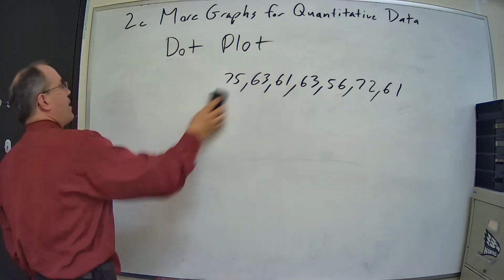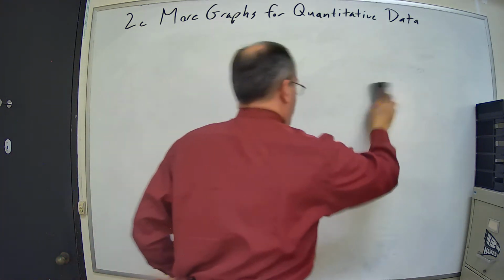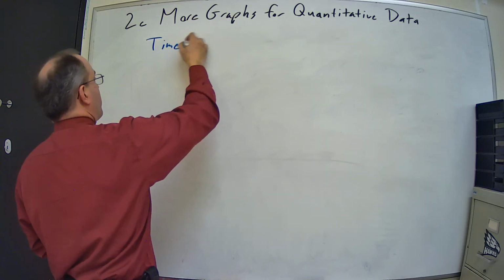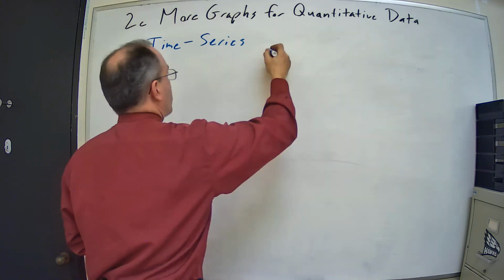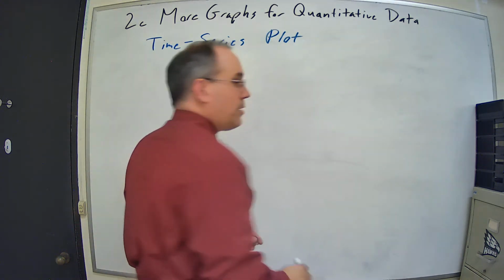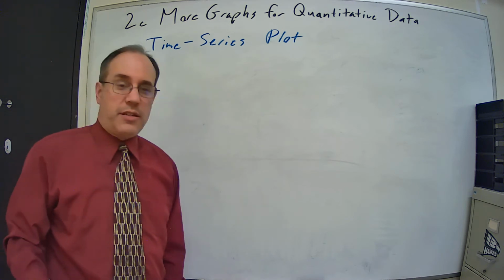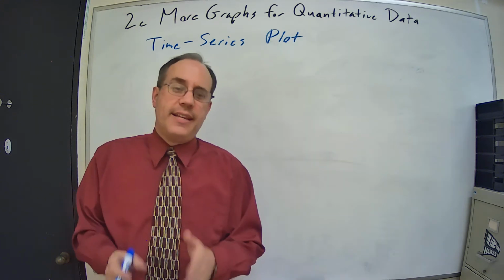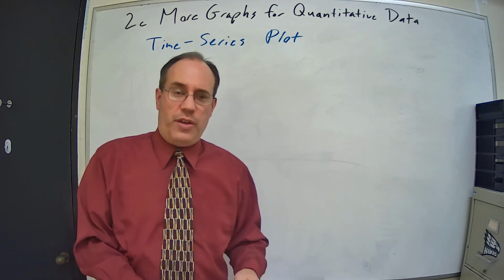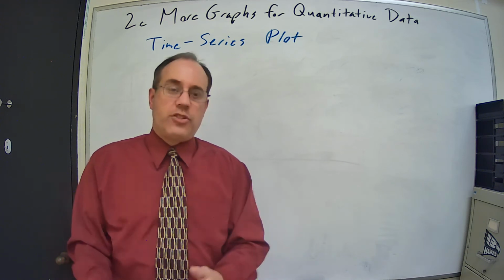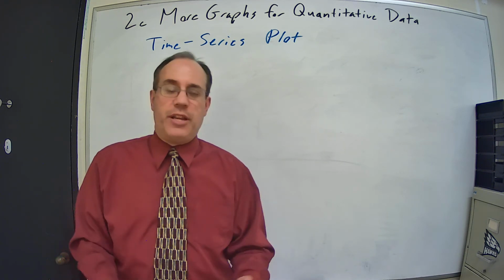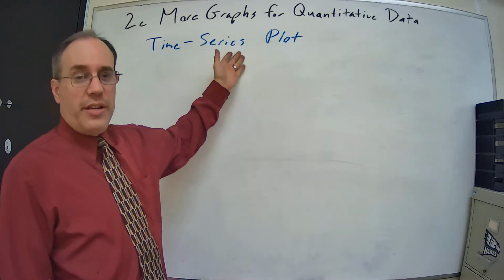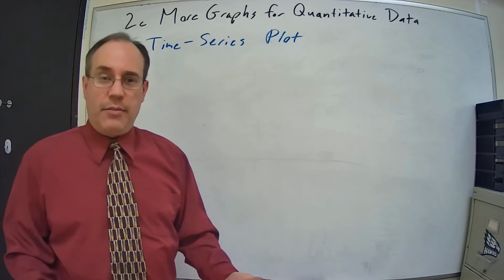The final type of graph that I want to talk about here for quantitative data is a time series plot. So it's a time series plot. So basically we're going to be dealing with X and Y values, but what we're doing with a time series plot is taking data at set time intervals. So every hour we check something, or every minute, or every 10 minutes, or whatever the case may be, each day, right? So it's a series of times where we take data.